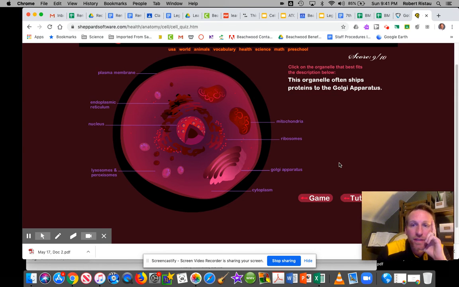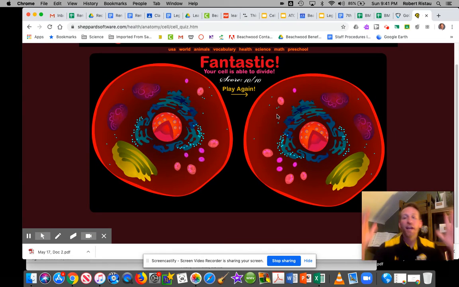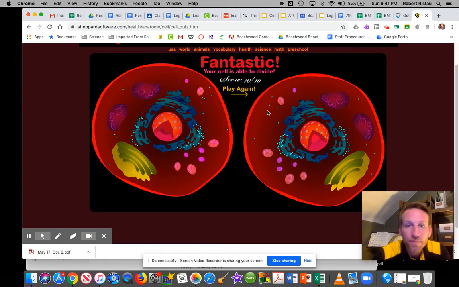All right. Oh, we got another one. Ships proteins to the Golgi. Well, if it's shipping things, it's transportation. That's the ER. Fantastic. Ooh, yay! We got to see the cell divide. Cool. Okay.